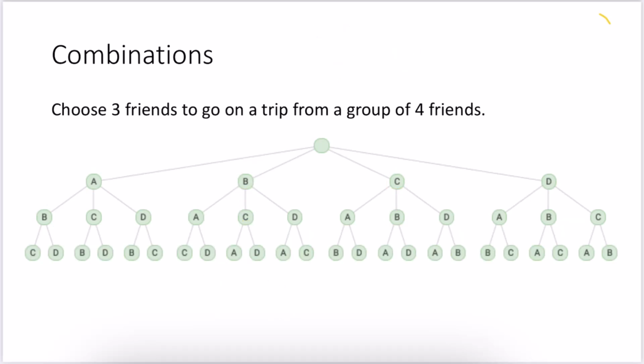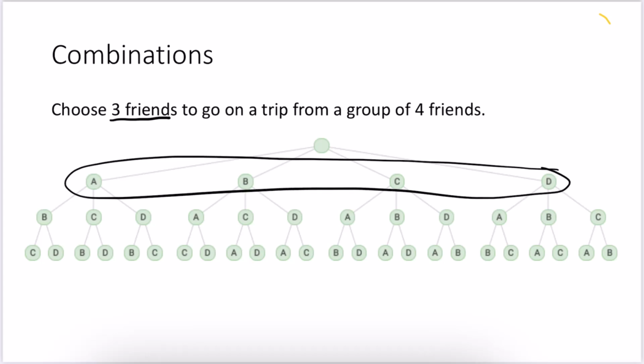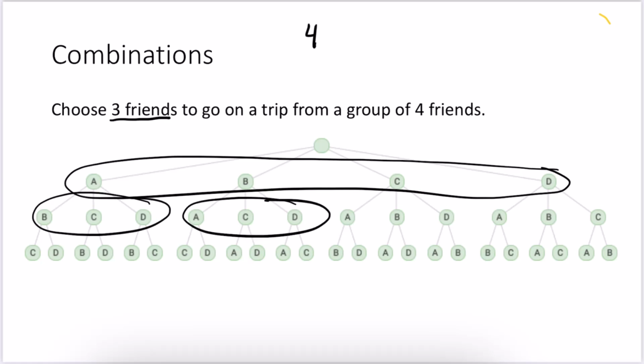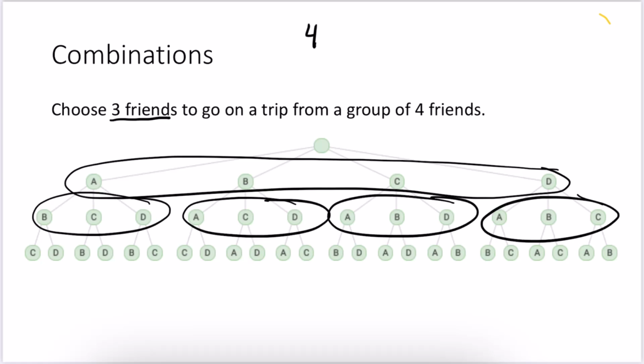So let's do a slightly harder problem where we're choosing 3 friends to go on a trip from a group of 4 friends. So it's very similar to the one we just did, except that we're choosing 3 friends instead of 2 friends. So the way that you would calculate the number of options in this choice tree is you would say, well, there's 4 choices for the first friend that you choose, so I'll do a 4. Then each of those branches off into 3 choices, and so I'm going to multiply 4 by 3. And then each one of those branches off into 2 choices. And so I'm going to multiply by 2.